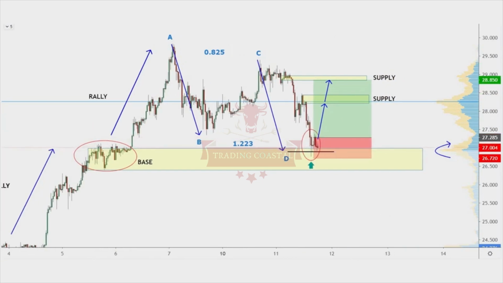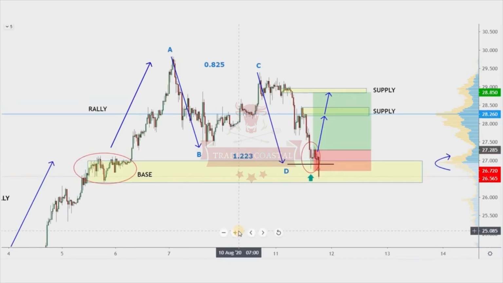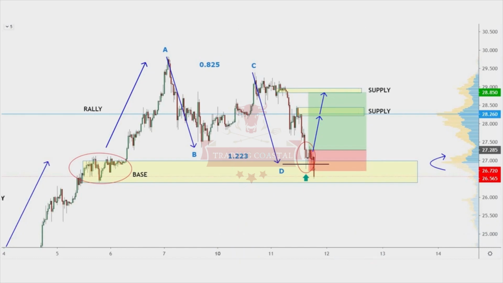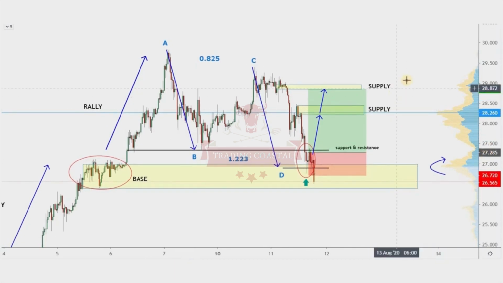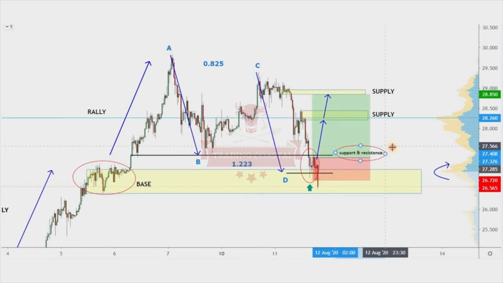This setup failed even though we had several confluences. We must accept this part in Forex trading. I say often that Forex is a probability game. You must trust your strategy, and in a long run you will be a profitable trader.